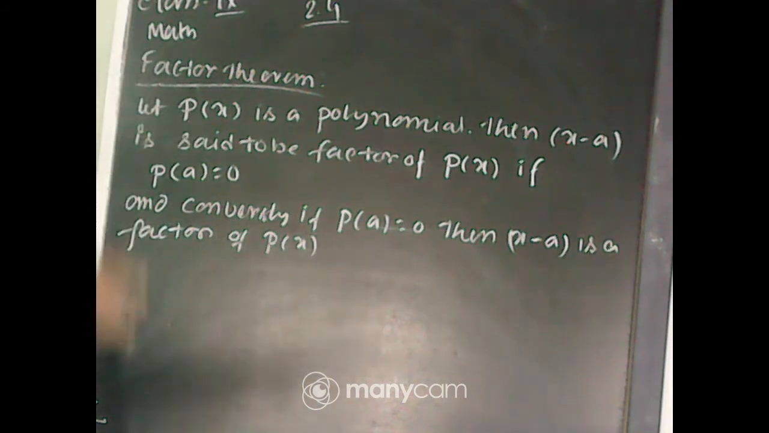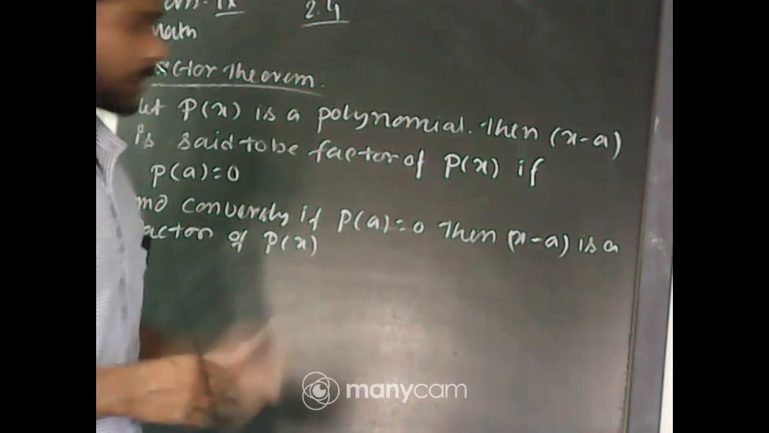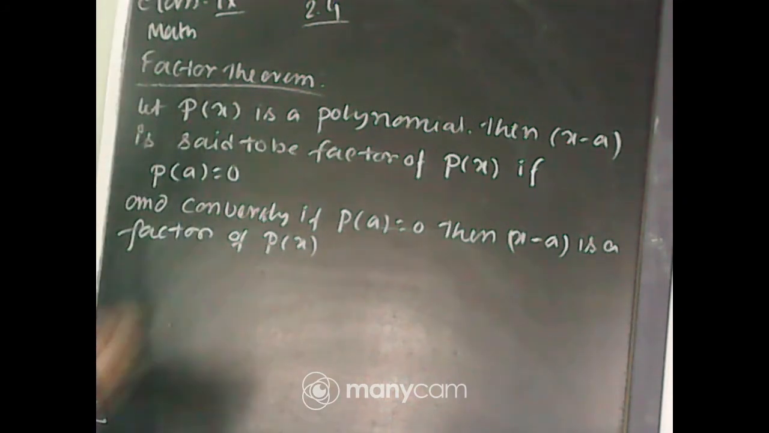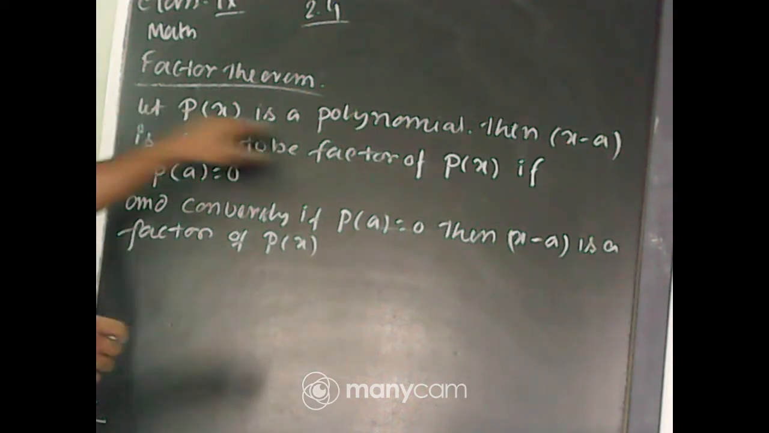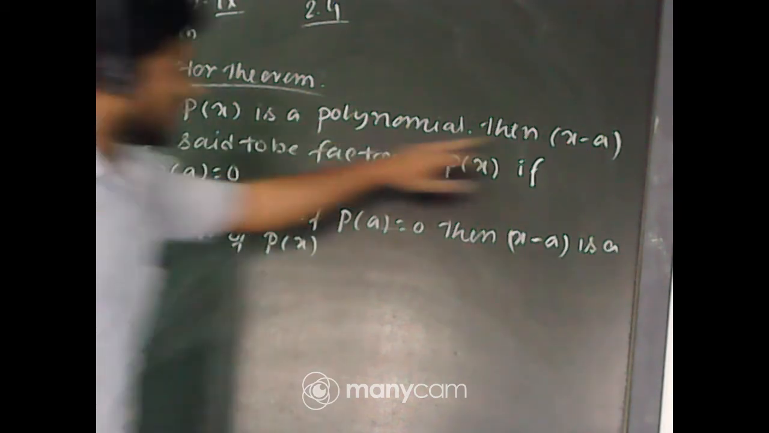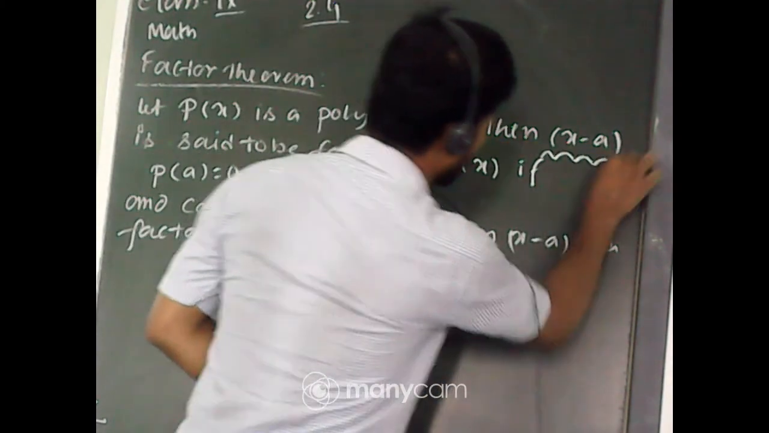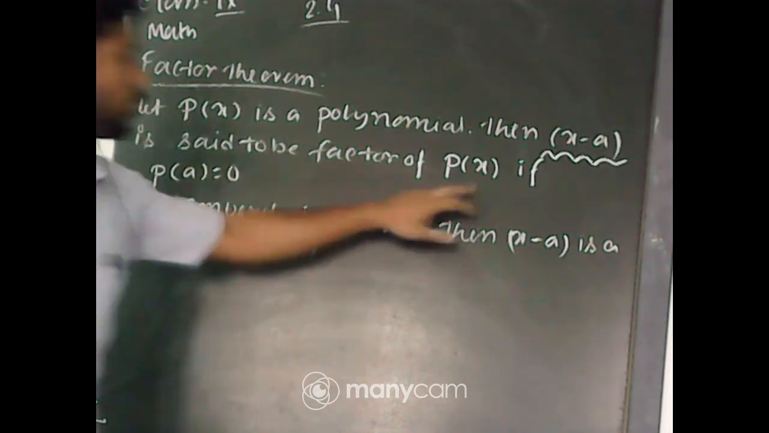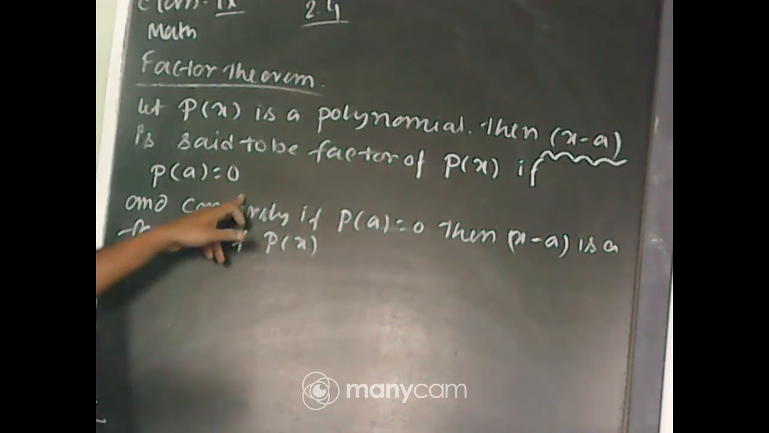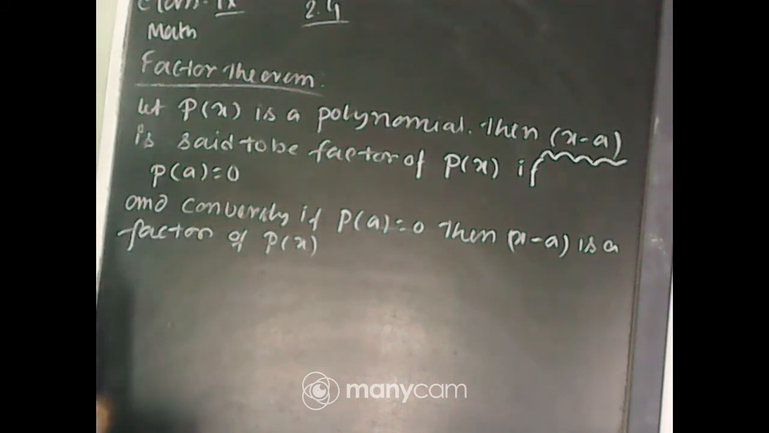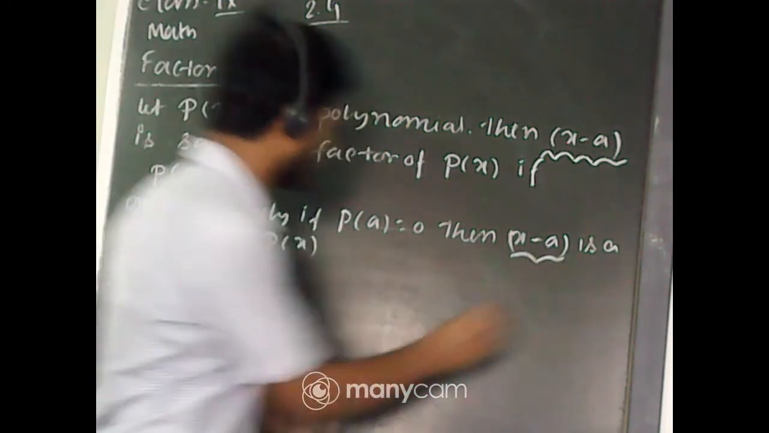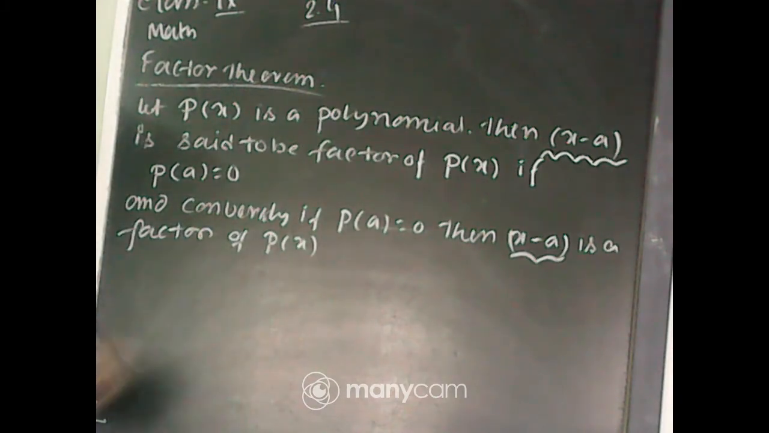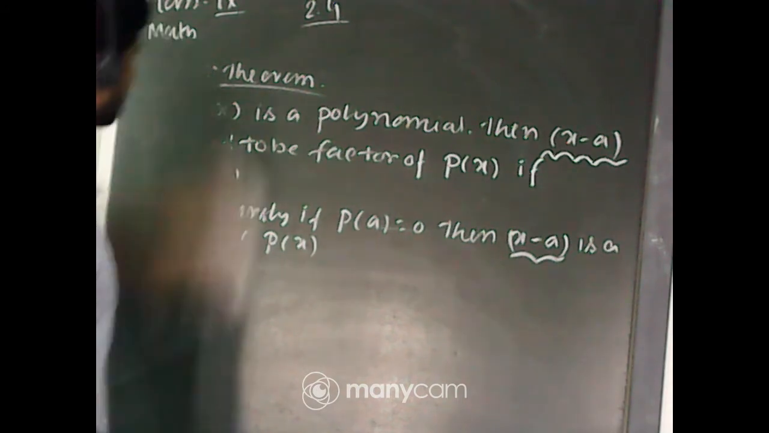Okay, so I'm telling you the definition of factor theorem once again because the call is disconnected. The definition is: let p of x be any polynomial, then this term x minus a is said to be a factor of the polynomial p of x if p of a equal to 0. Conversely, if p of a equal to 0, then x minus a is a factor of the polynomial. Okay, this is the definition. I am giving you an example so that your idea will be clear.